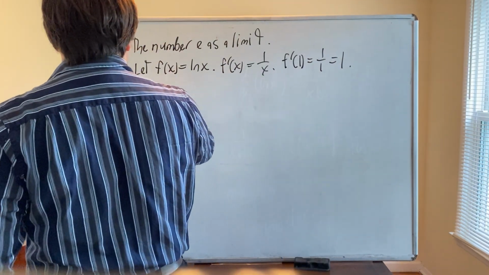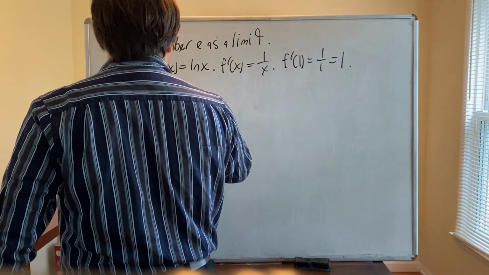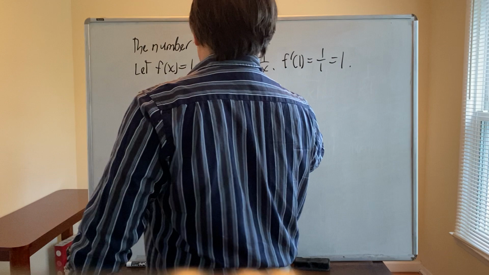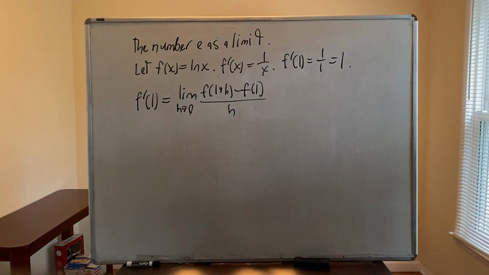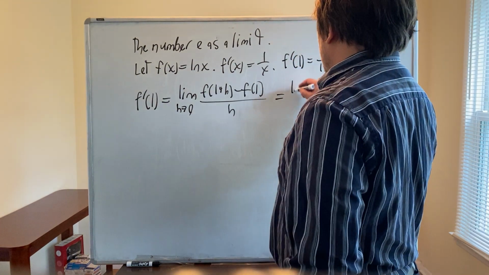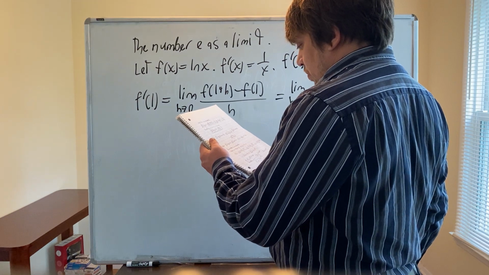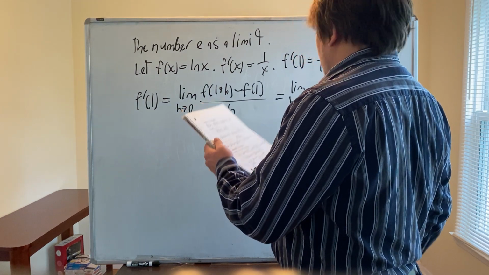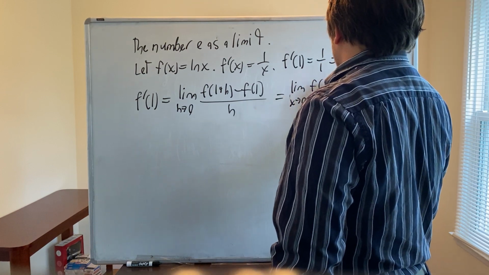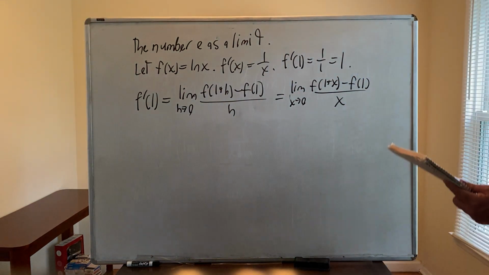Now, let's compute f prime of 1 using the definition of derivatives. That equals the limit as h approaches 0 of f of 1 plus h minus f of 1 over h, right? That's the limit of the difference quotient. That's the definition of a derivative. Well, that's equal to the limit as x approaches 0 of f of 1 plus x minus f of 1 over x. I'm just using x instead of h as the notation.